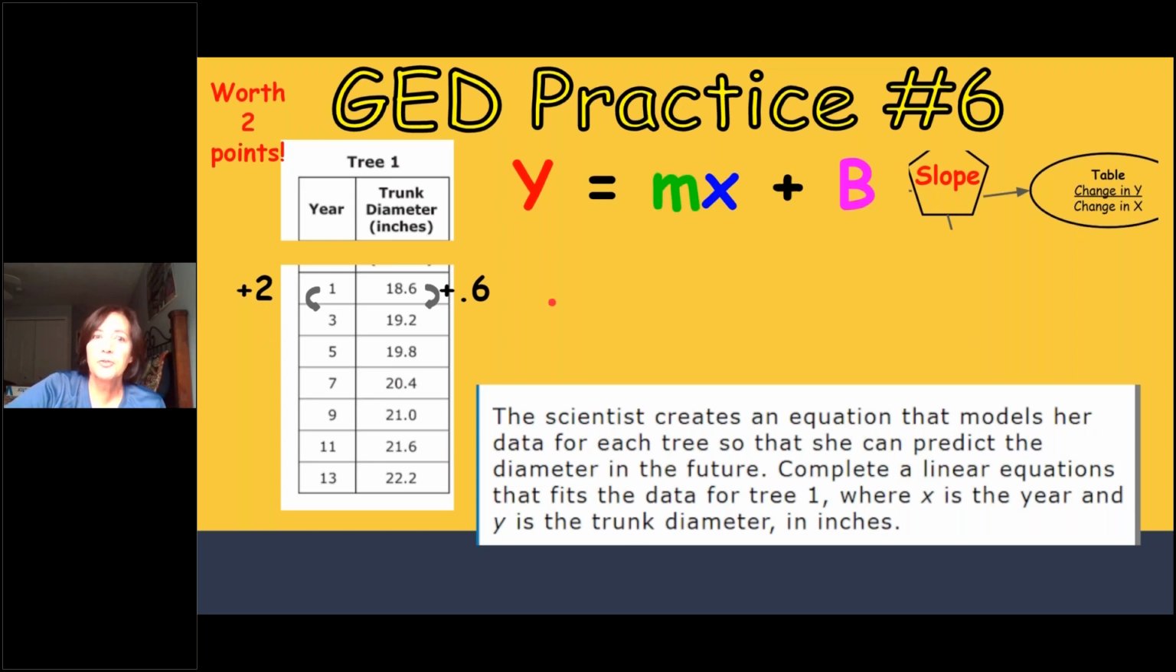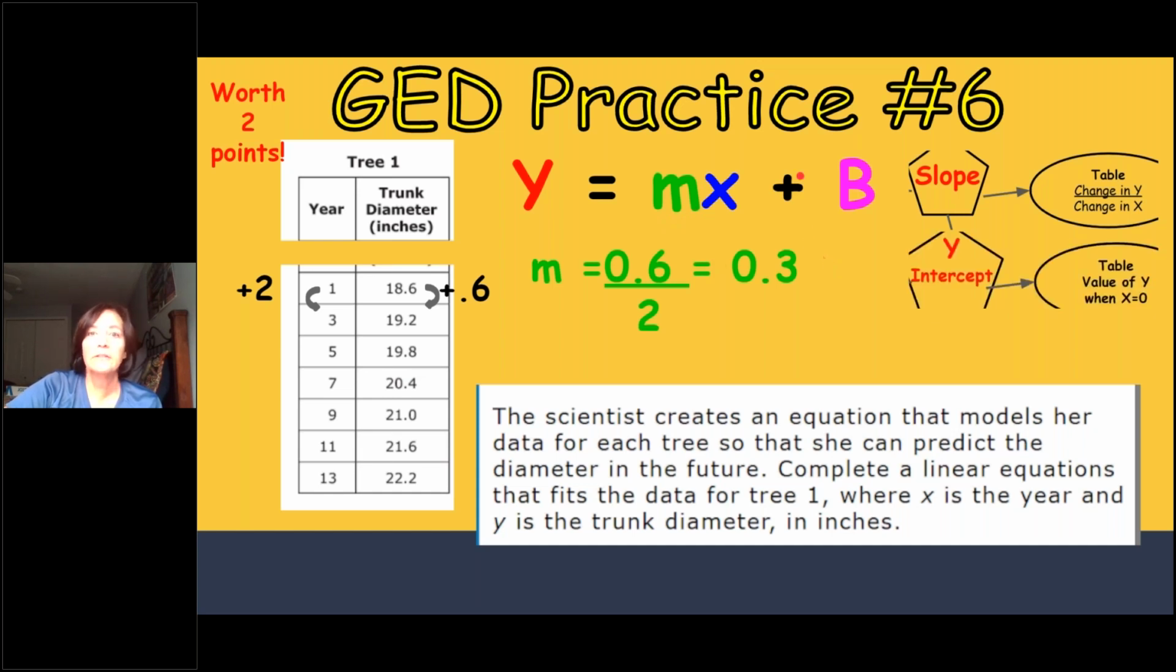So we would write the change in y, which was plus 0.6, over, or divided by, the change in x, which was 2. So 0.6 over 2. If we simplify that, it's going to equal 0.3. So up here in our linear equation, the position that says m, we're going to put 0.3 in that exact spot.